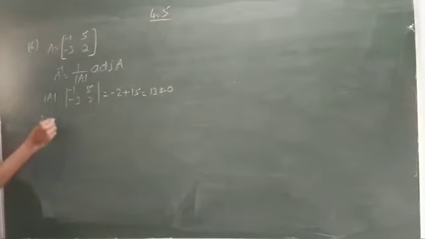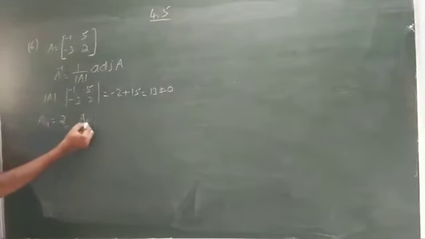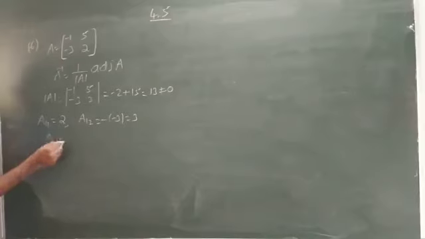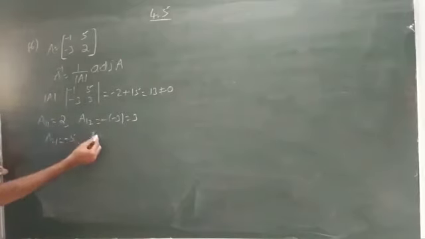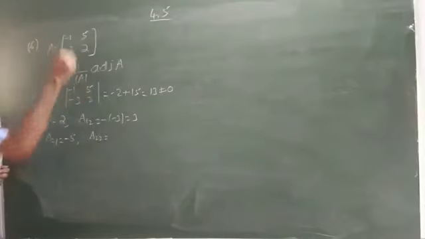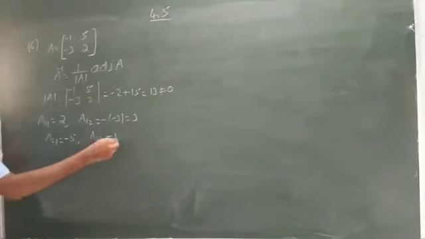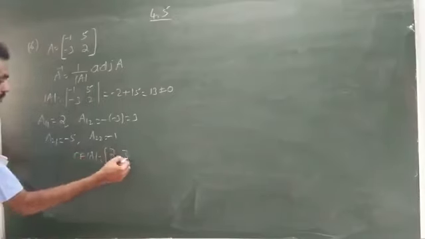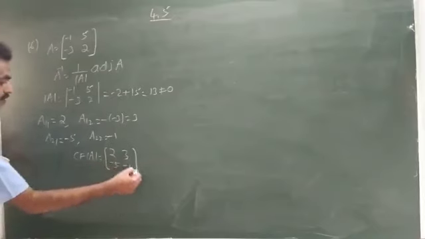You know A11. What is A11? Leave the row and column, 2. You take A12. It is minus of minus 3, plus 3. A21, second row first column, sign is negative, minus 5. A22, you leave the row and column, you will be getting minus 1. What is the cofactor of the matrix A? Cofactor of the matrix A is 2, 3, minus 5, minus 1.